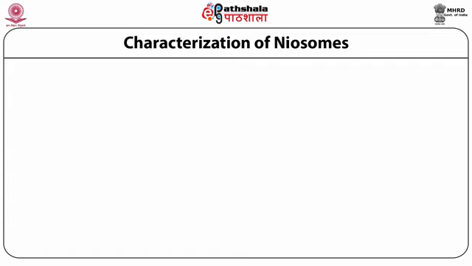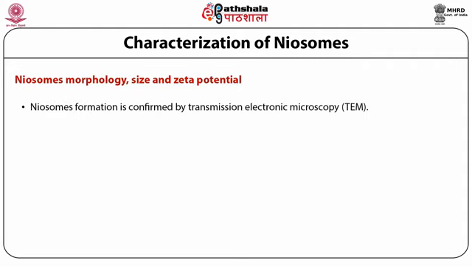Characterization of neosomes. Neosome morphology, size and zeta potential. The first characterization for a neosome vesicle is for morphology, size and zeta potential. The neosome formation is first confirmed by transmission electron microscopy, called TEM.